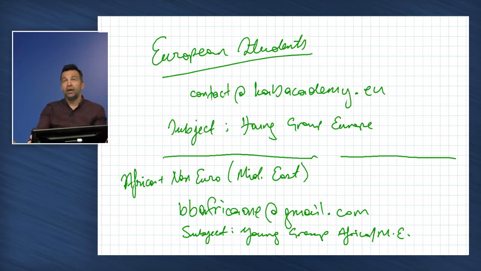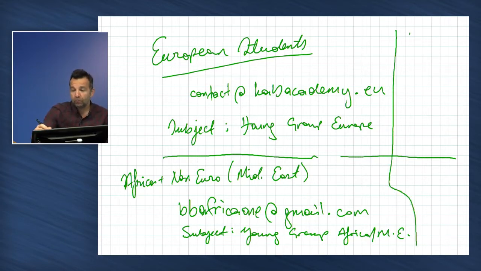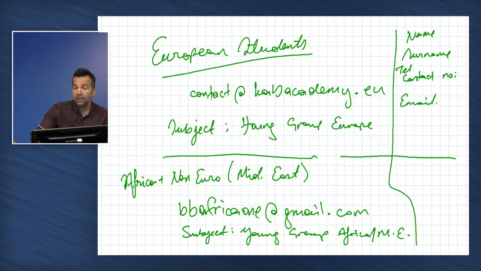Okay, so you need to write a few things in this email: your name, your surname, your contact number, which is your telephone contact number, obviously. Your email is the one you probably sent, but if you have a different email you want to use, you can tell us your email, and your country. Country of origin, where you're at, country of residence, where you're living.